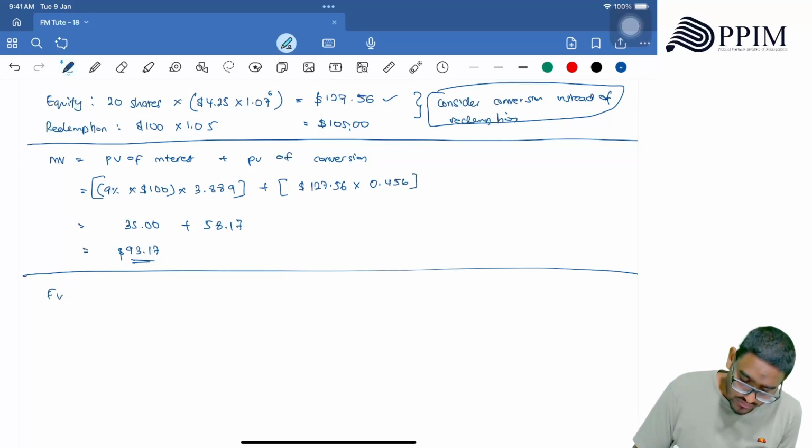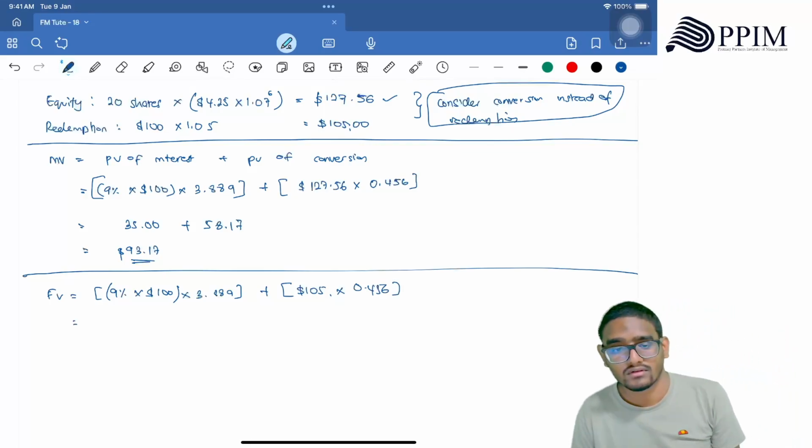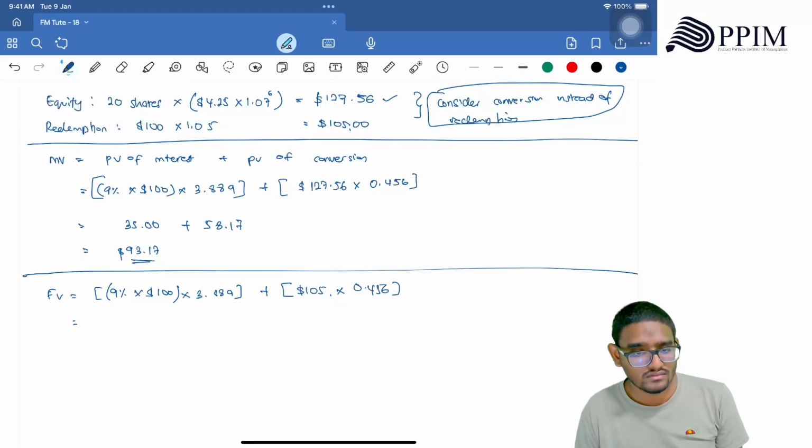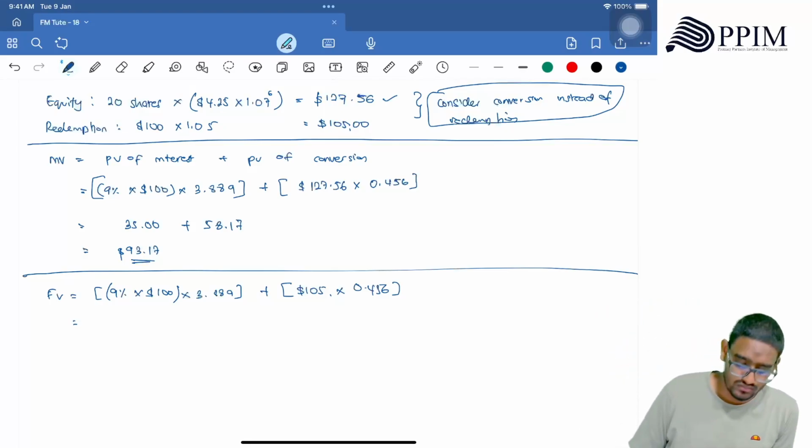So flow value: 9% into 100 into 3.889 plus 105 into 0.456. How much do you get? Exactly 80.6 on this.